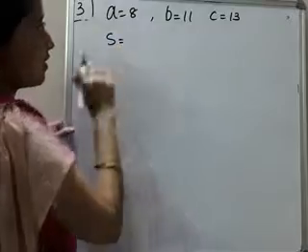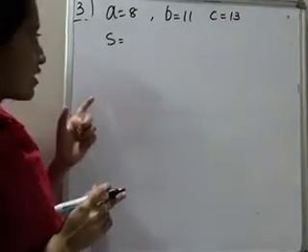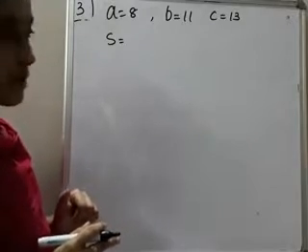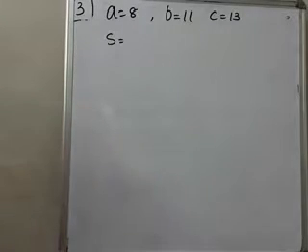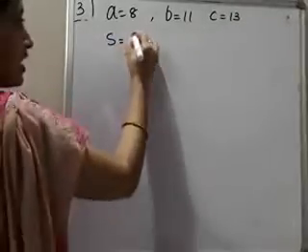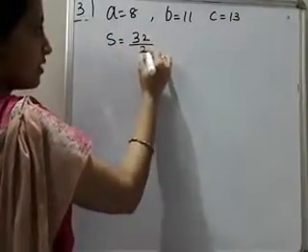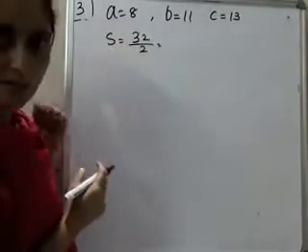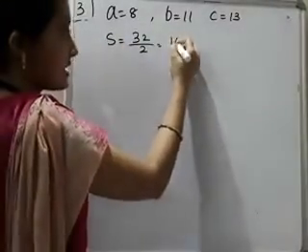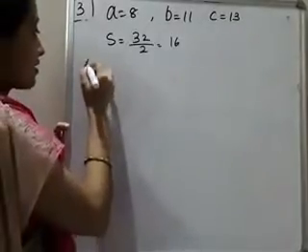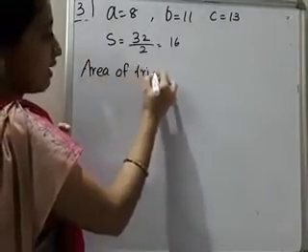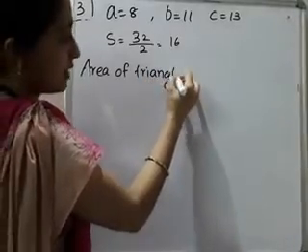S is equal to adding all those. S is equal to what? Semi-perimeter. That is perimeter by 2. Perimeter is given in the question as 32. So 32 by 2 you can write. Adding all of these you got 32. Or directly you can write perimeter by 2. 32 by 2, that is 16. Then area. So area of triangle is equal to, what is that?